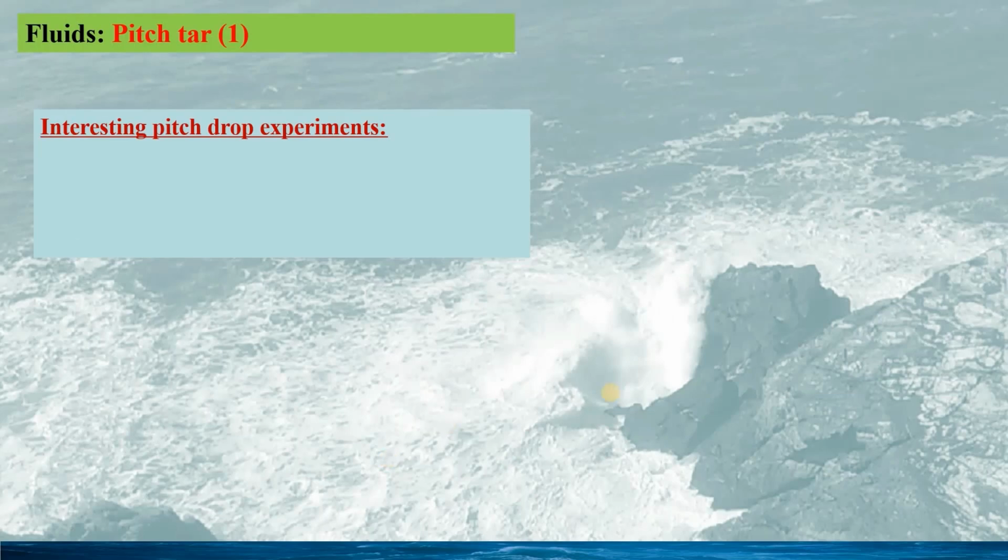Now we look at some very interesting experiments. There has been an argument over black pitch. From the appearance, black pitch looks solid, but experiments have proven that black pitch is a fluid. From the pitch drop experiment, it is a fluid with an enormous viscosity.